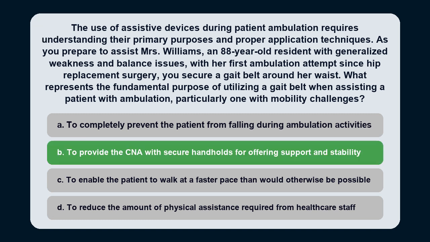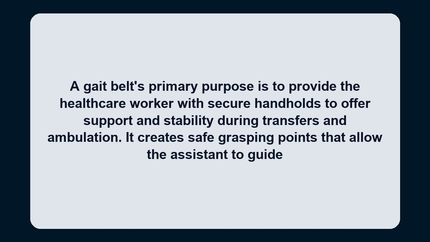The answer is B. A gait belt's primary purpose is to provide the healthcare worker with secure handholds to offer support and stability during transfers and ambulation. It creates safe grasping points that allow the assistant to guide.